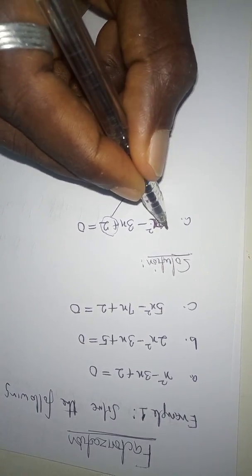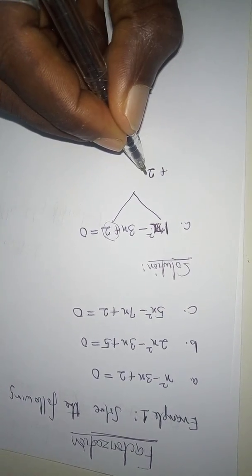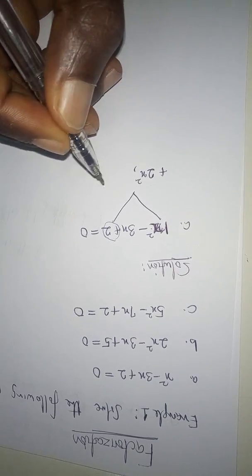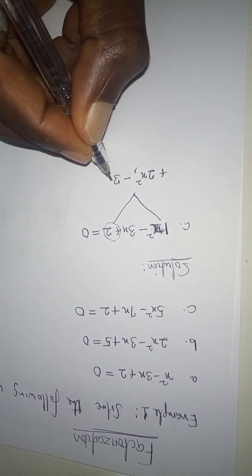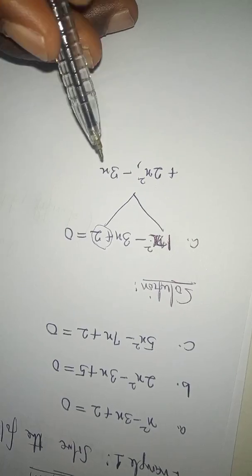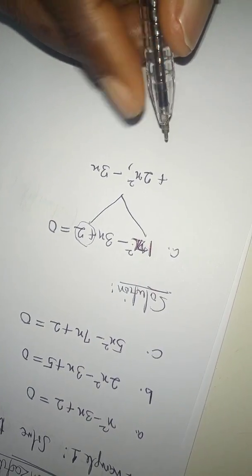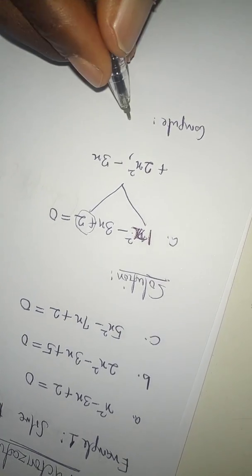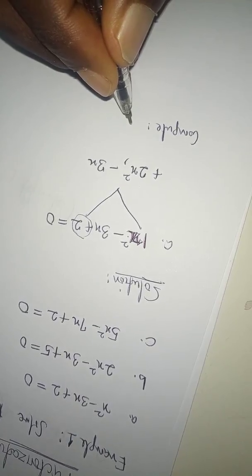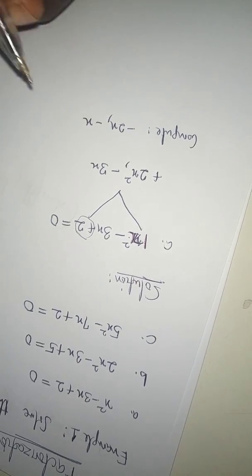The coefficient of x squared here is 1. So we have plus 2x squared minus 3x. Now at this point you need to think of two numbers, that when multiplied give 2x squared and when added give minus 3x. By computation, you are expected to have minus 2x and minus x.